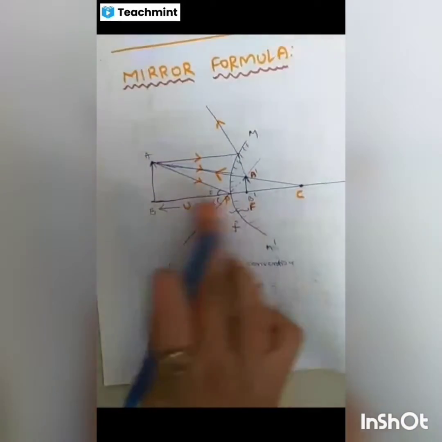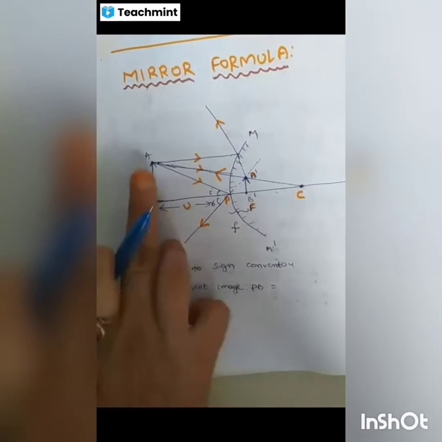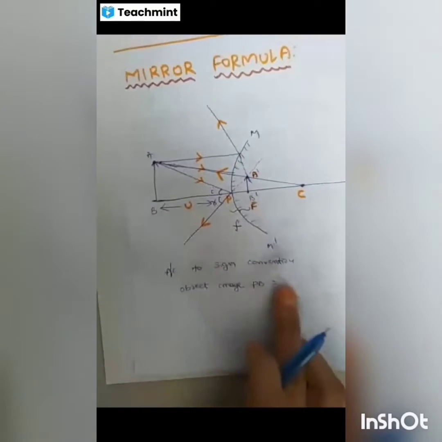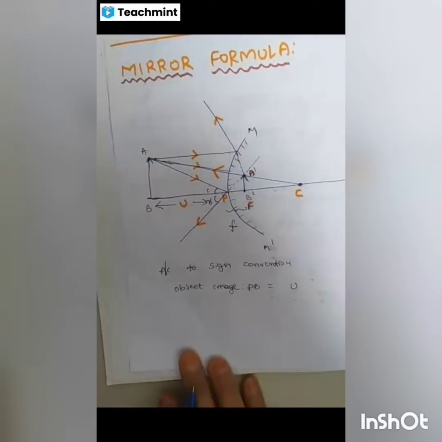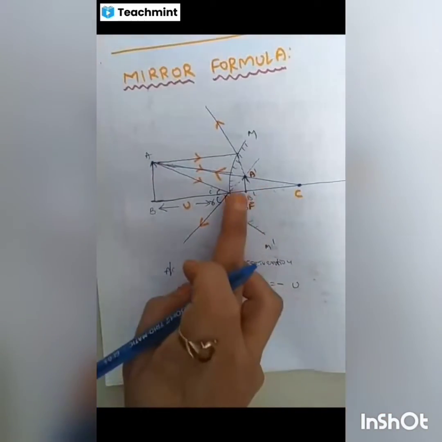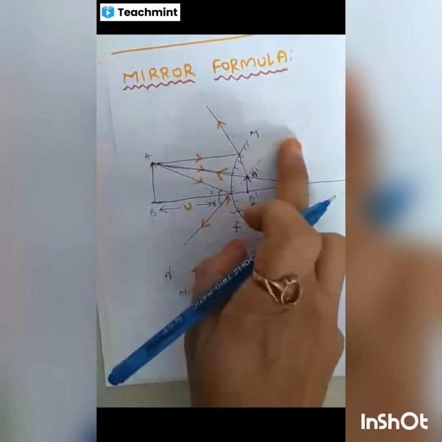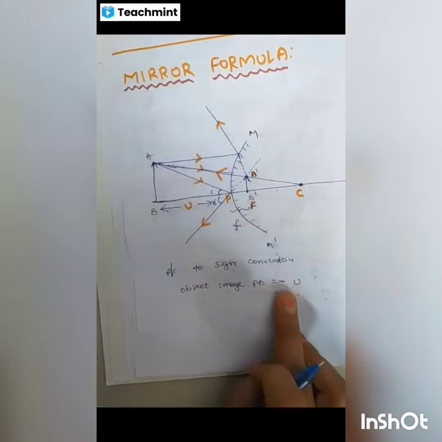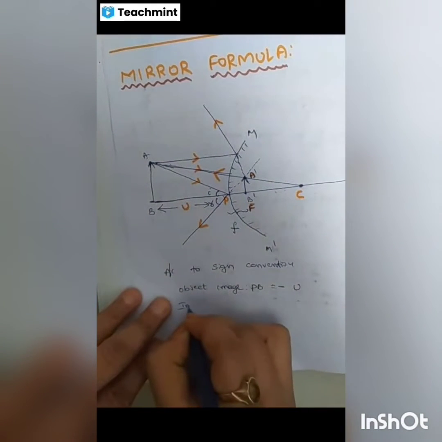So we are measuring from P to B, and the direction of the incident ray is like this. Both are opposite to each other. So we have to write U as plus or minus? Minus, ma'am. Yes, both are in opposite directions. We are measuring in this direction and the incident ray is like this. So we write minus U.